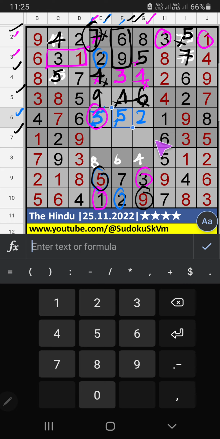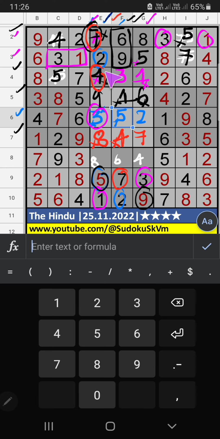Seventh row, 3 numbers are remaining, 4, 8, 7. Column E, we have 4 and 7. So 4 and 7 can't come in this cell, it will come in another 2 cells. Column F, we have 7. So 7 can't come in the cell, 7 is confirmed here, then 4 is here. Then seventh row, only one number is remaining, 8. 8 is confirmed here.